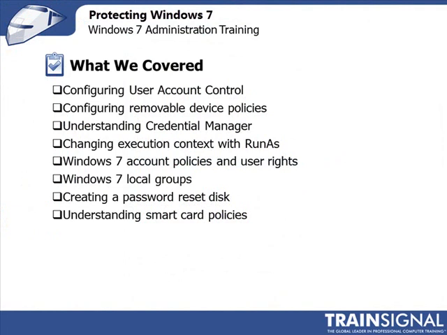We covered quite a bit in this lesson. You learned how to configure user account control in order to obtain the best balance between security and flexibility, or security and usability. Then you learned about removable device policies and why they can be important to GlobalMantic. Next, we discussed a credential manager and how it can be used to store credentials for various systems. The run as command can be useful if you have to run a program under the context of a different user. Next, Windows 7 account policies and user rights in local groups were discussed, and then we've moved on to creating a password reset disk for machines not joined to a domain. We wrapped up this lesson with an understanding of smart card policies.